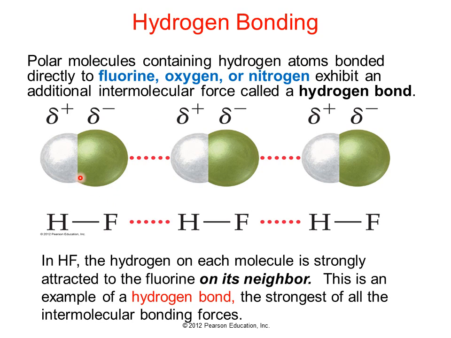Here's HF. This, of course, has a permanent dipole. And here is this strong bond of the hydrogen being attracted to the fluorine. In HF, the hydrogen on each molecule is strongly attracted to the fluorine of its neighbor. And this is the hydrogen bond, the strongest of all intermolecular bonding forces.